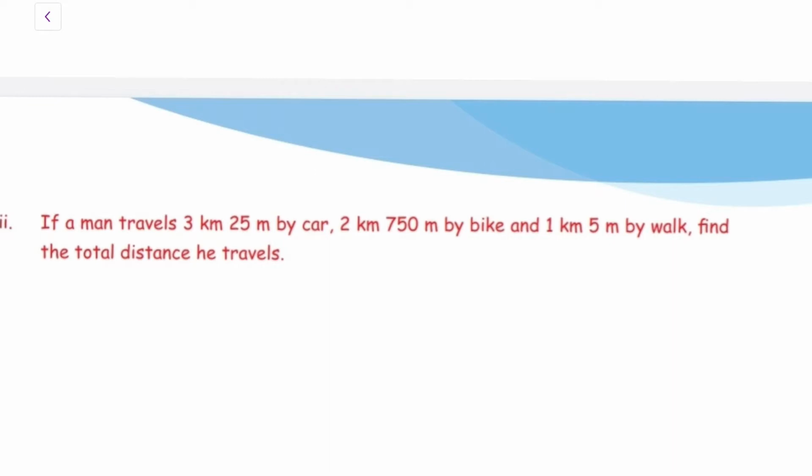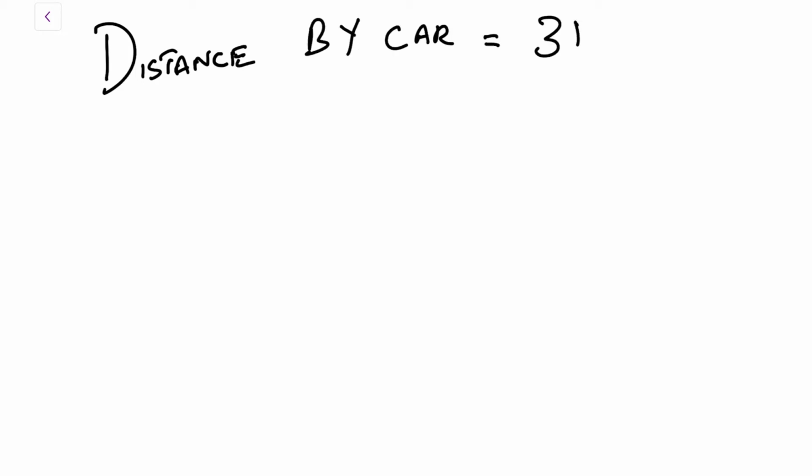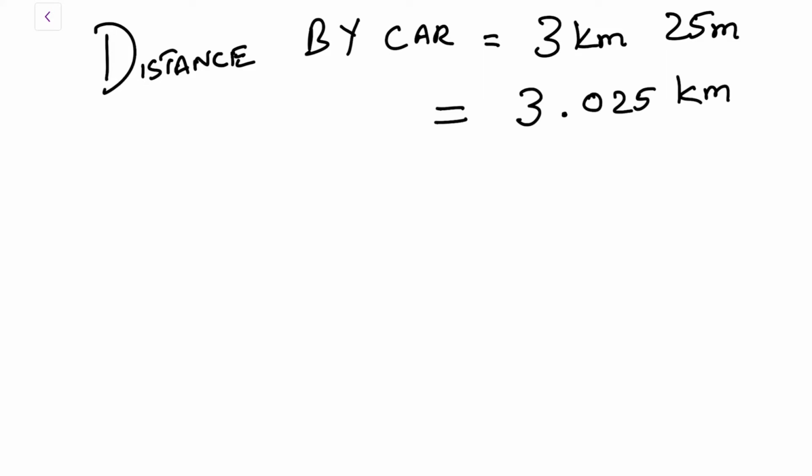Okay, so what is given? Distance. So distance he travels by car is how much? 3 kilometers and 25 meters. Remember how we convert this into kilometers? We've seen it in the earlier one where we use metric measures. That is, we can write this as 3.025 kilometers. That's right.